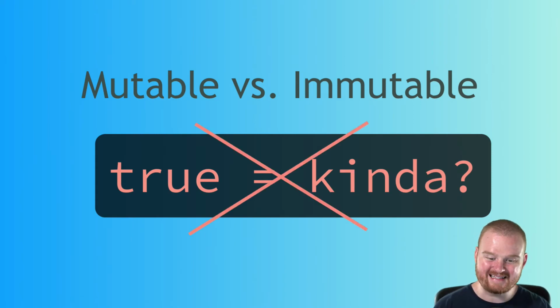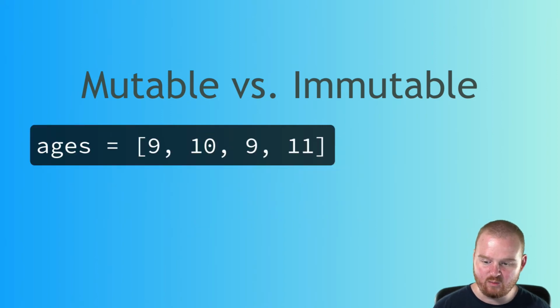A mutable object can change. Here we have an array or a list, and this list has 4 values.